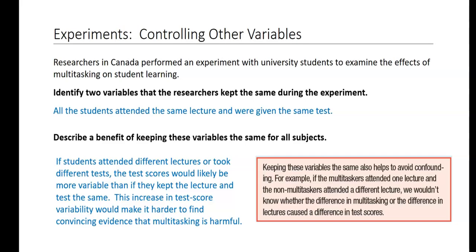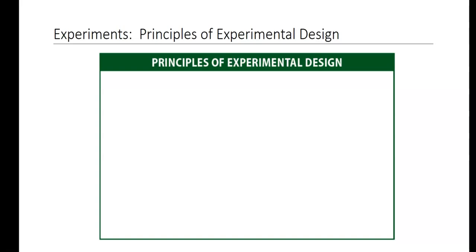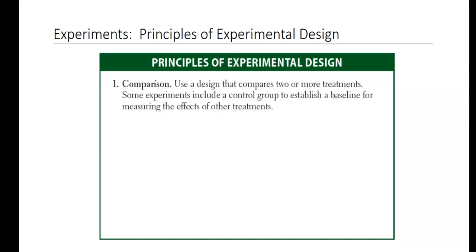It also helps us to avoid confounding. Confounding might always happen some, but it helps avoid it or lessen it maybe. Remember, the idea of confounding is when you don't know whether the difference in multitasking or the difference in lectures caused a difference in the test scores. We don't know what the real cause was.